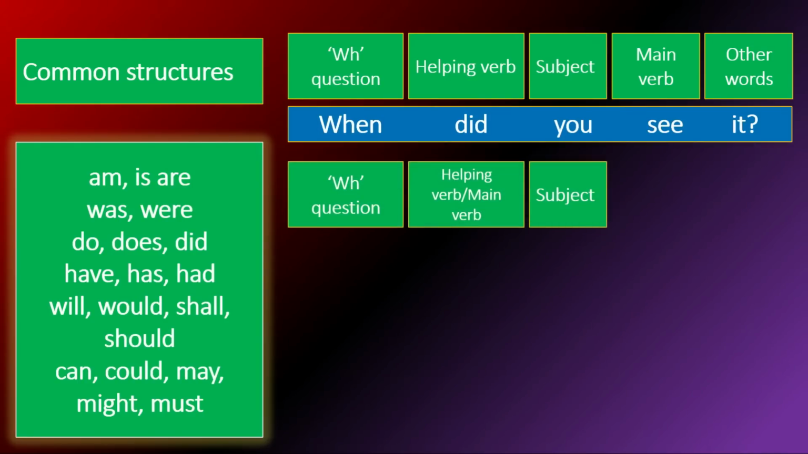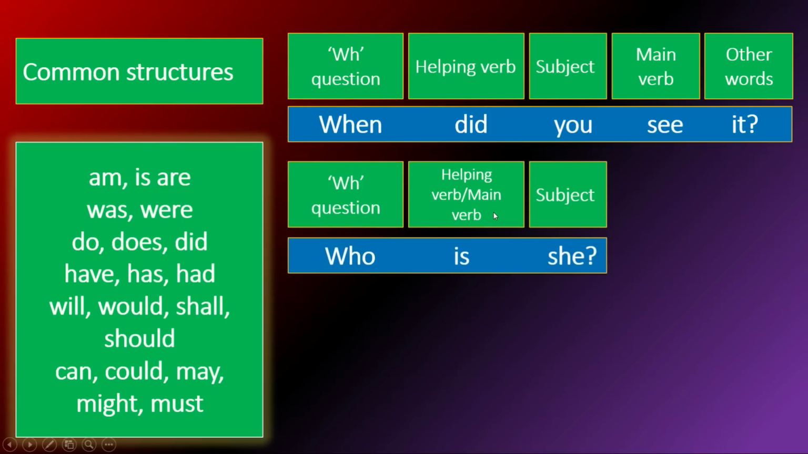Let's look at another structure. Sometimes questions follow this structure, WH question, helping verb, or sometimes main verb, subject. Now, why do you think I have mentioned helping verb and main verb? You will know that now. Who is she? Now here is is used as a main verb. Of course, naturally it is a helping verb, but when we use that without another main verb, that acts as a main verb. Who is she? Here is is the main verb.